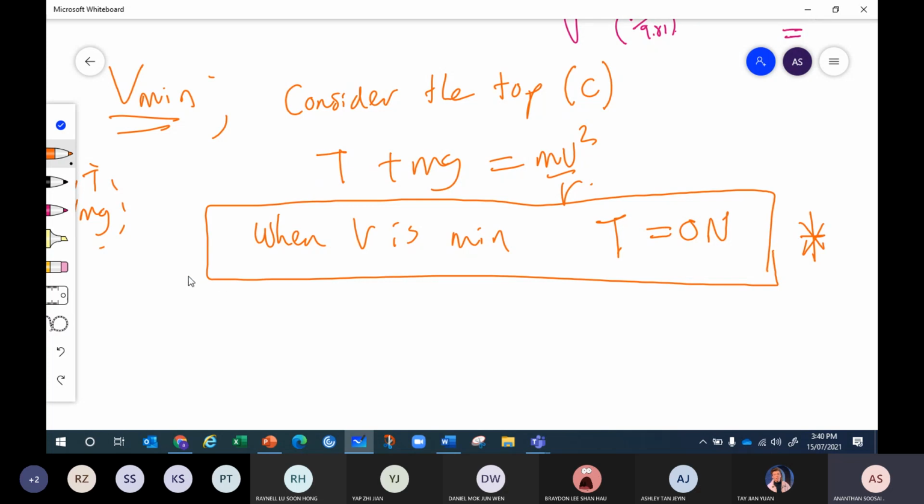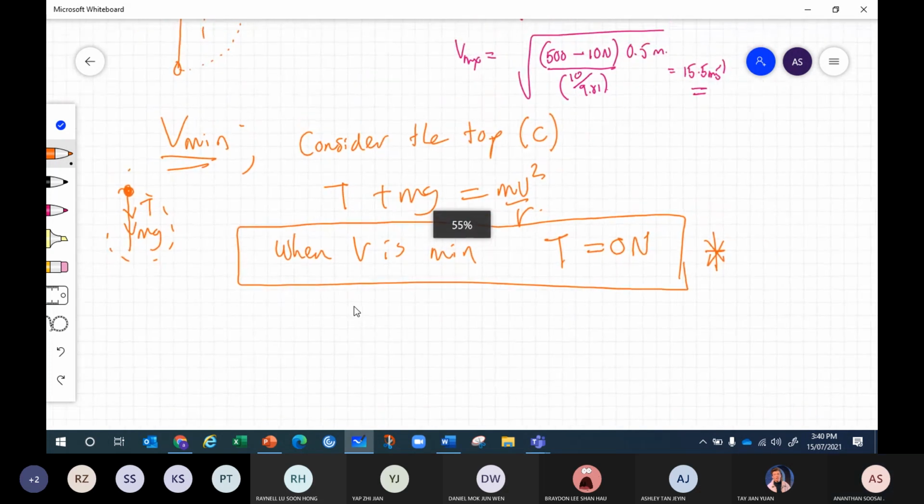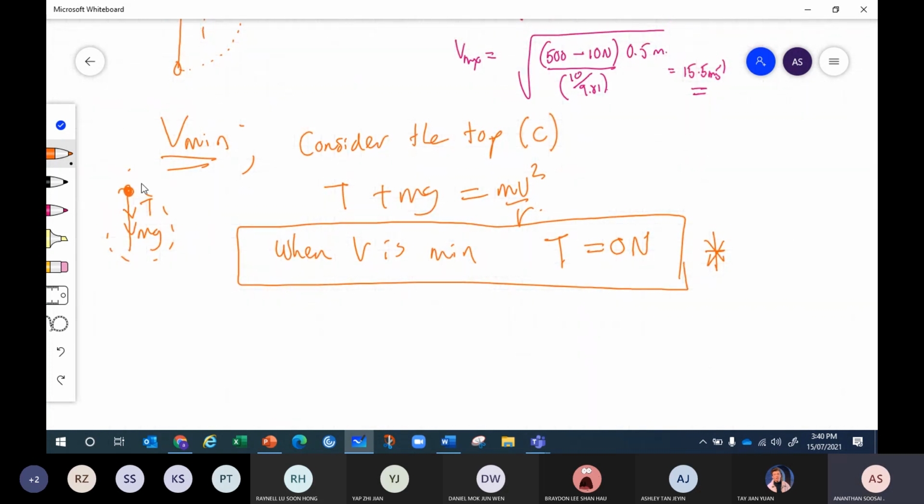Okay, guys, hope you understand this point? Any part you don't understand for V minimum? You need to tell V minimum to your friend. If not, you're not going to complete the full circular motion. It most probably is going to drop halfway.